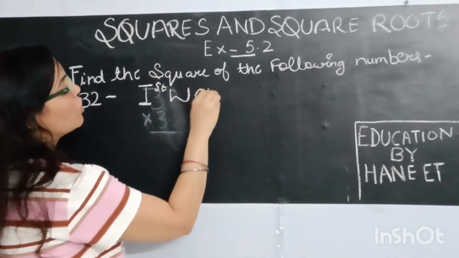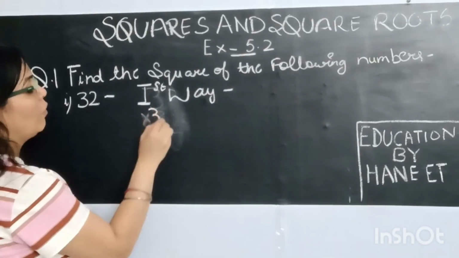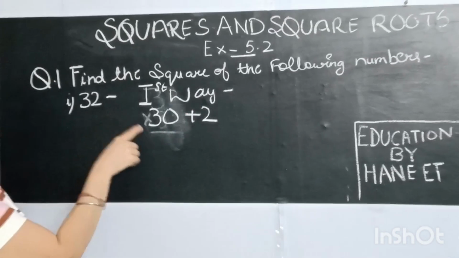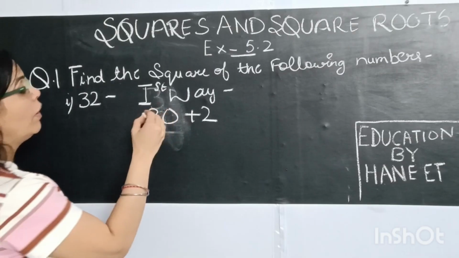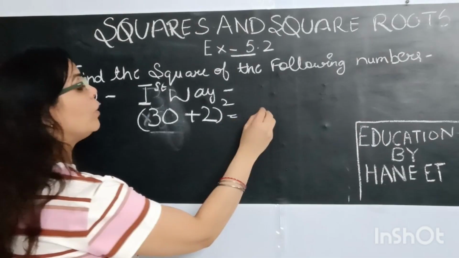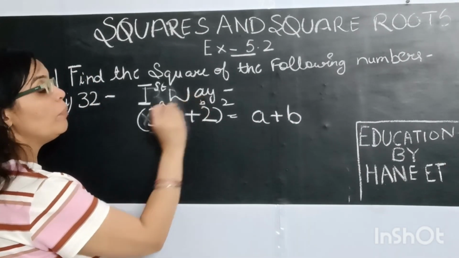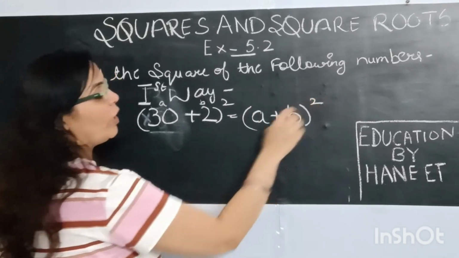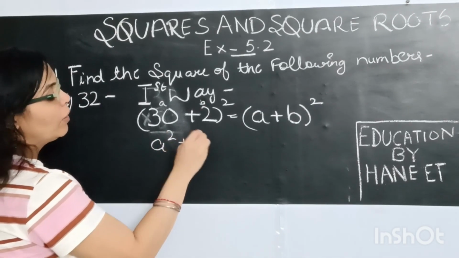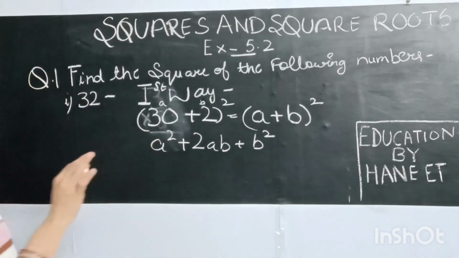So the first way is we can do the square as we can break this 32 as 30 plus 2, so as to make it convenient. And what we will do now? The square of this, right? Now this will be (a plus b) square, where a will be 30 and 2 will be b. So now let's learn the formula of (a plus b) square. The formula of (a plus b) square is a square plus 2 into a into b plus b square. Okay, this is the first way we are doing.